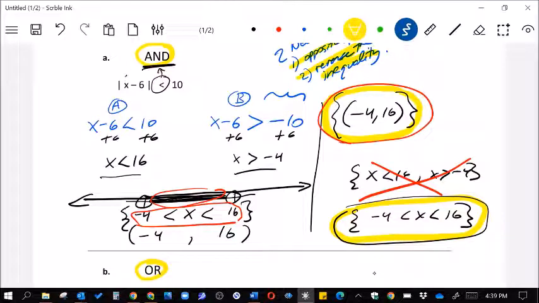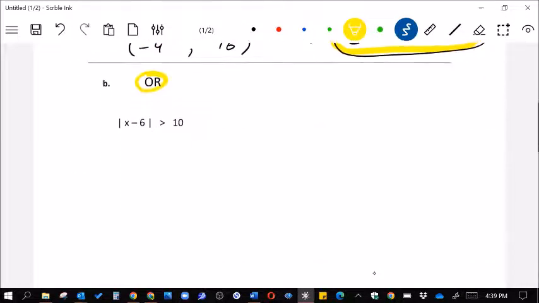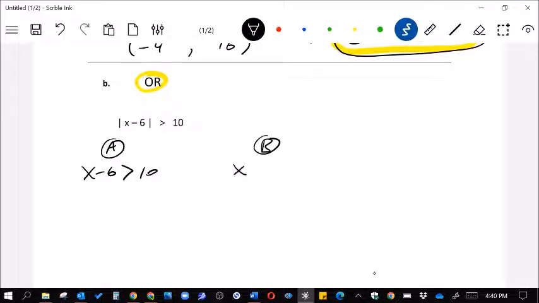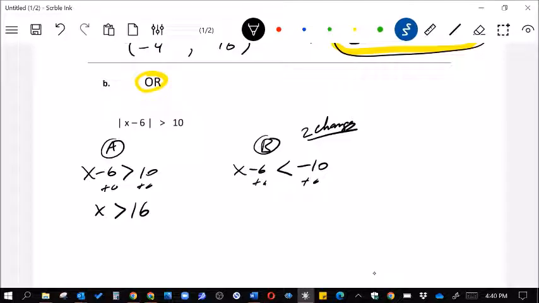All right, now let's take a look at an or. In an and statement, we had this in between, and it was a less than to start. Now let's look at a greater than, and this will be an or statement. We're still going to do the same case A, but now in case B, x minus 6, we're going to do the two changes. So I'll add 6, and I get x is greater than 16. Add 6, x is less than negative 4.